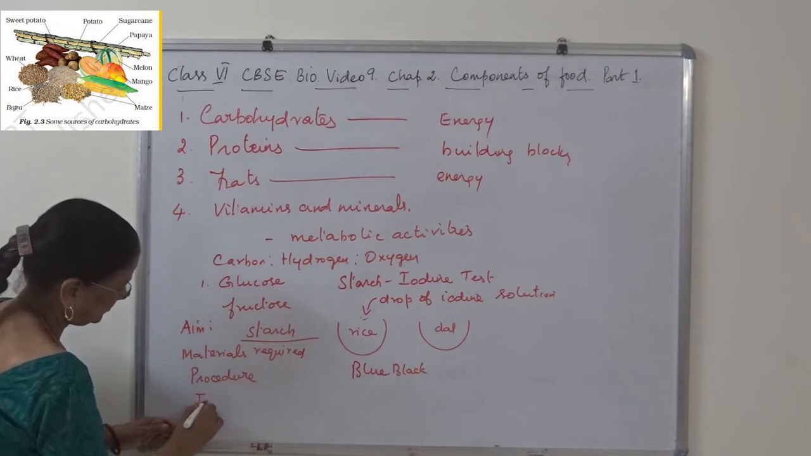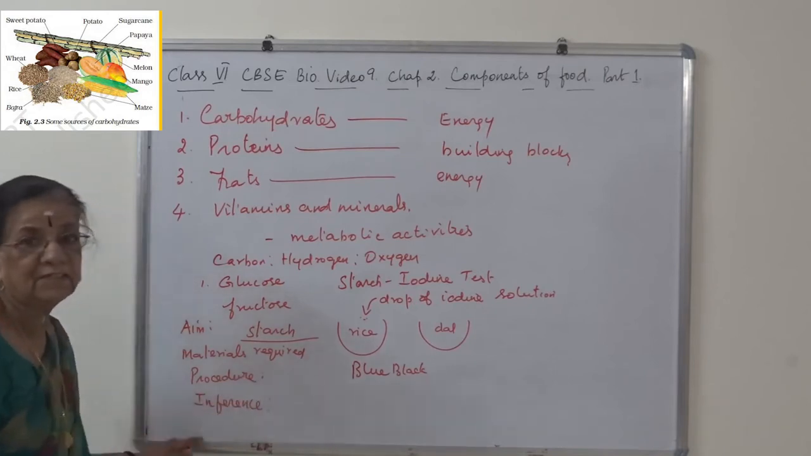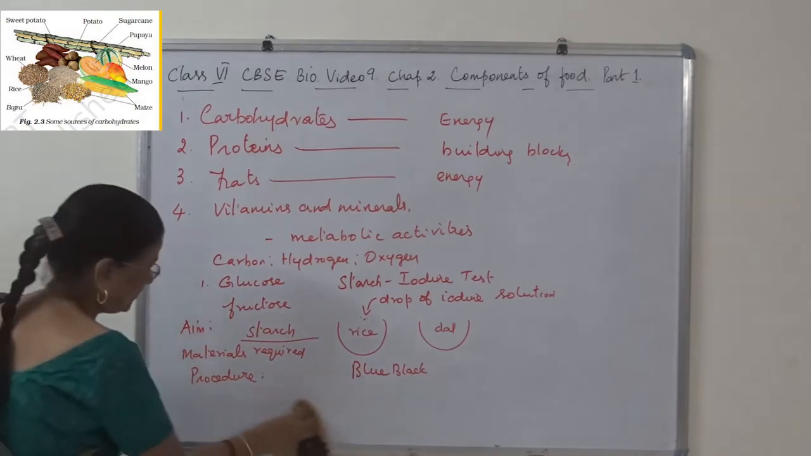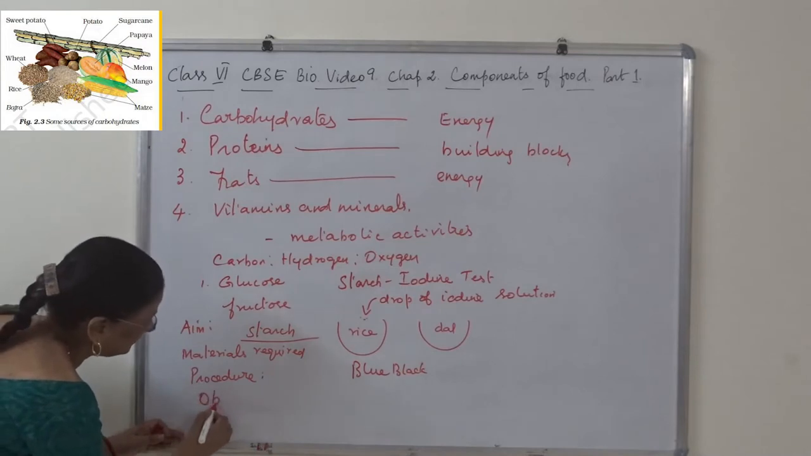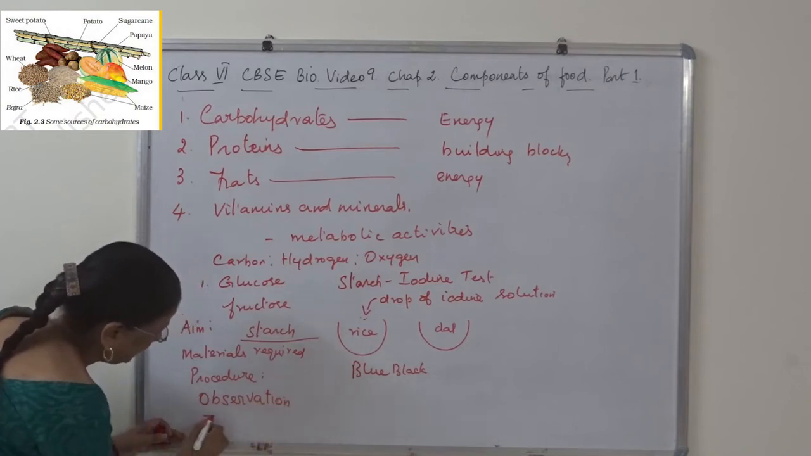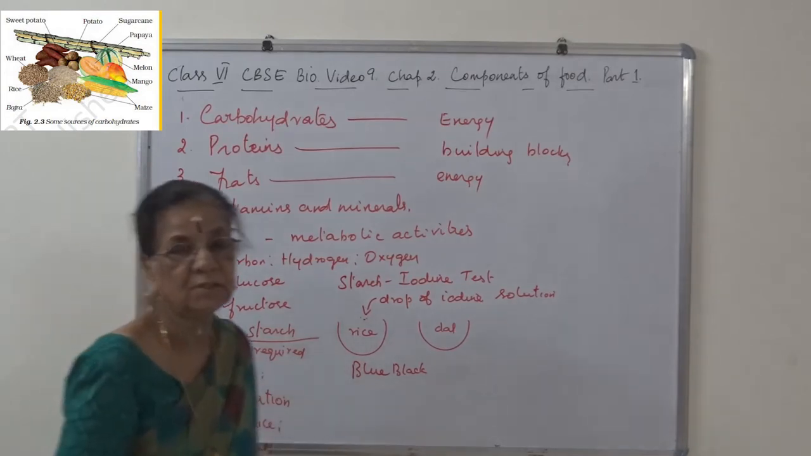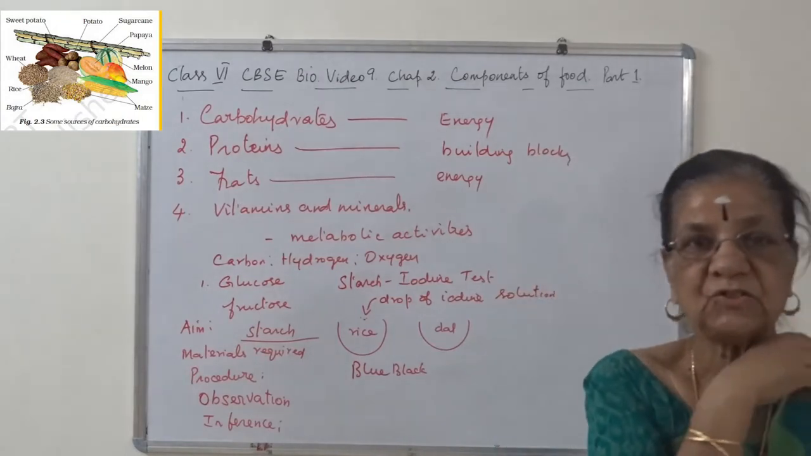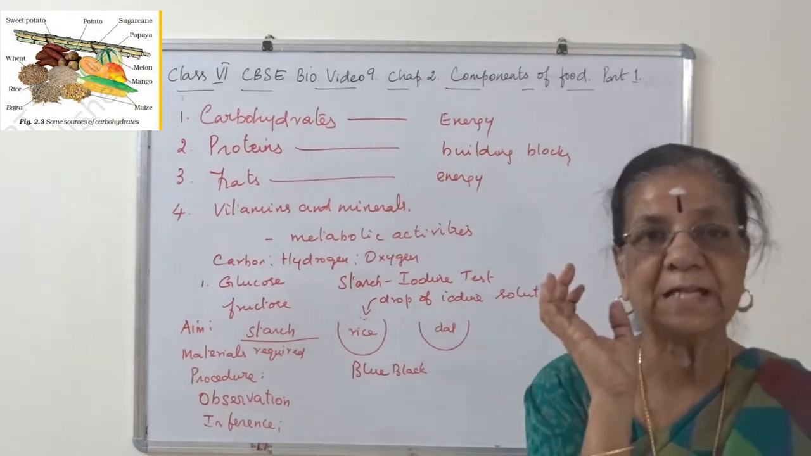Procedure and inference. In physics and chemistry, we will write it as result, but here we have to write it as inference. So this is procedure, then observation, and last inference. I hope you understand. You have the subheading A: to test the presence of starch in the given food samples.